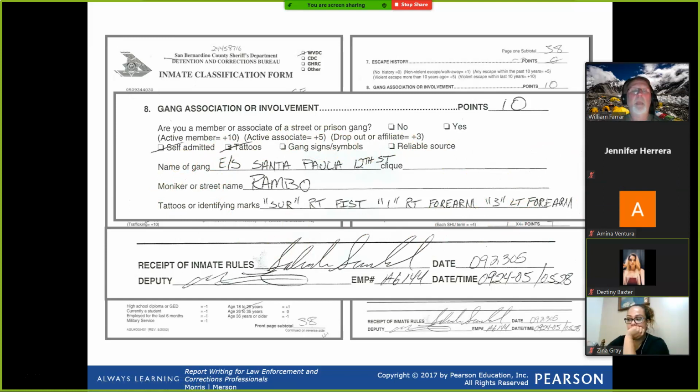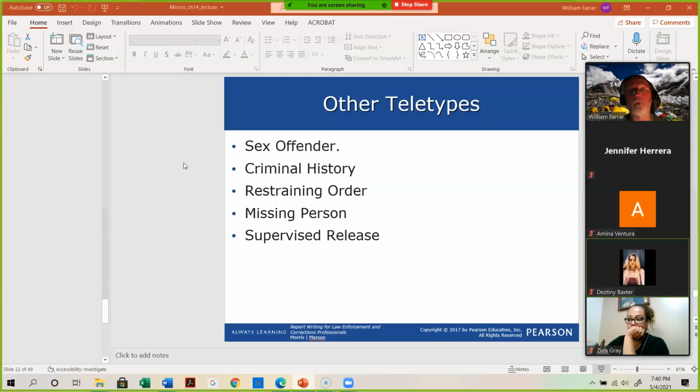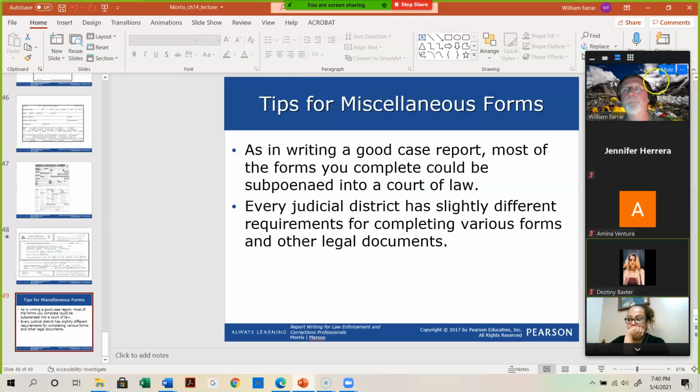So again, accuracy. All these forms, they're not just busy work, even though it might seem like it, but later on you might have the need to use these forms or use the information. And that's why we always preach accuracy all the time. So, super important to remember.